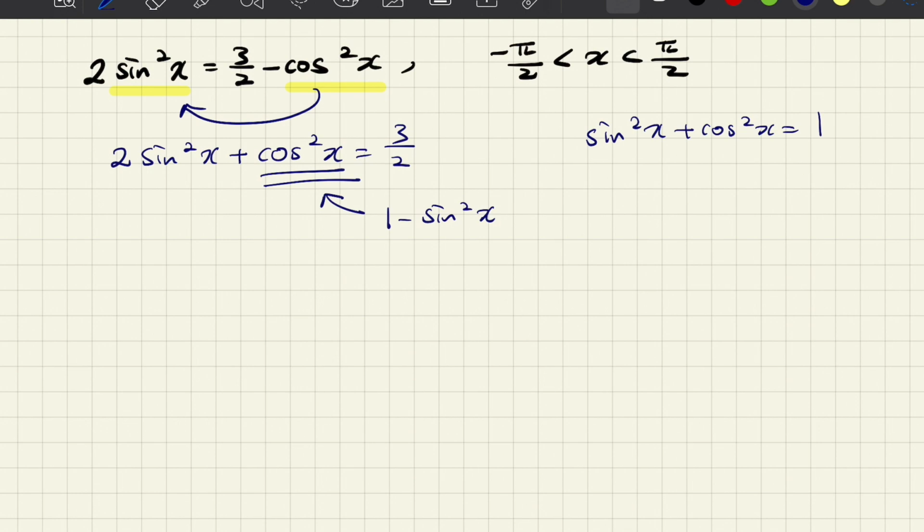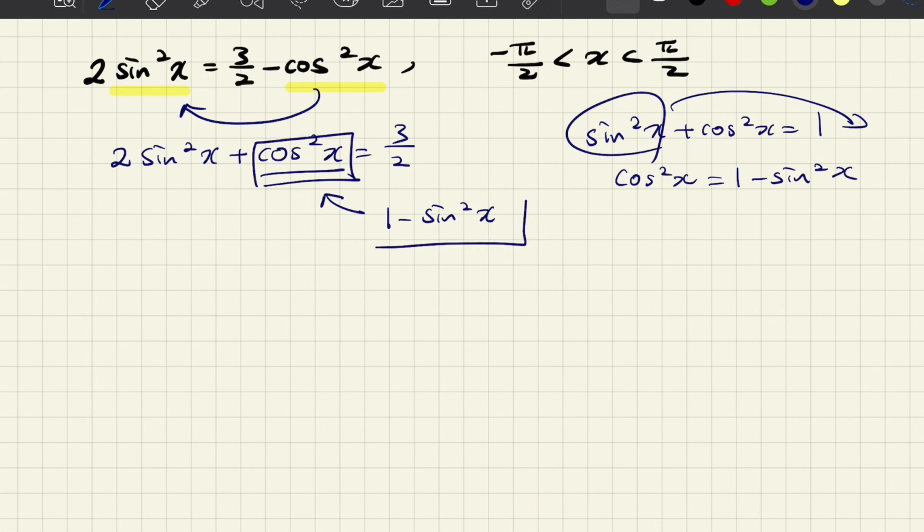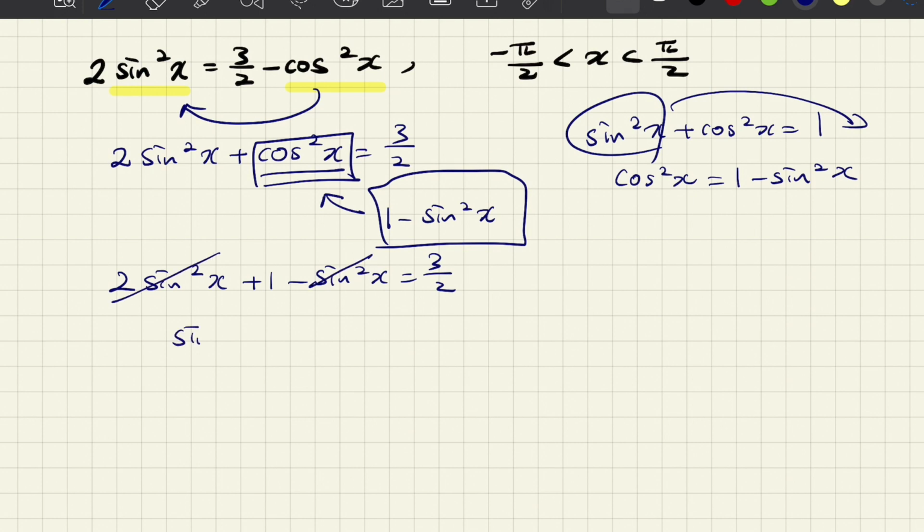The reason why I got 1 minus sine square x is I simply moved the sine square x to the other side. Then we know that cosine square x is equal to 1 minus sine square x. So we can replace the cosine square x with 1 minus sine square x. Then we get 2 sine square x plus 1 minus sine square x equal to 3 over 2. Then these get simplified and we get sine square x plus 1 equals 3 over 2.